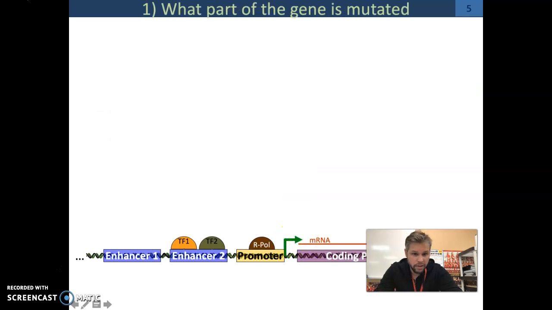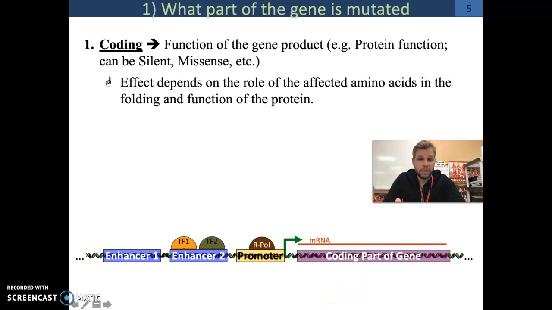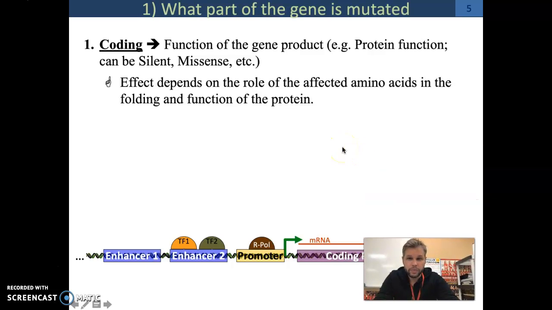So here's our image again. Remember, this is a blown up image of what we had on that previous slide, where we've got the enhancers and promoters and the coding part of a gene. These are the different regions that we can look at, right? So we can look at the coding part of a gene, this is going to tell us about the function of the gene product, or what we would call the protein function, right? Because we know a protein is going to get made ultimately from this DNA. The effect that we're going to get here ultimately depends on the amino acid sequence, and then how those amino acids are going to fold up and make a protein. So that's what we're looking at in the coding region.